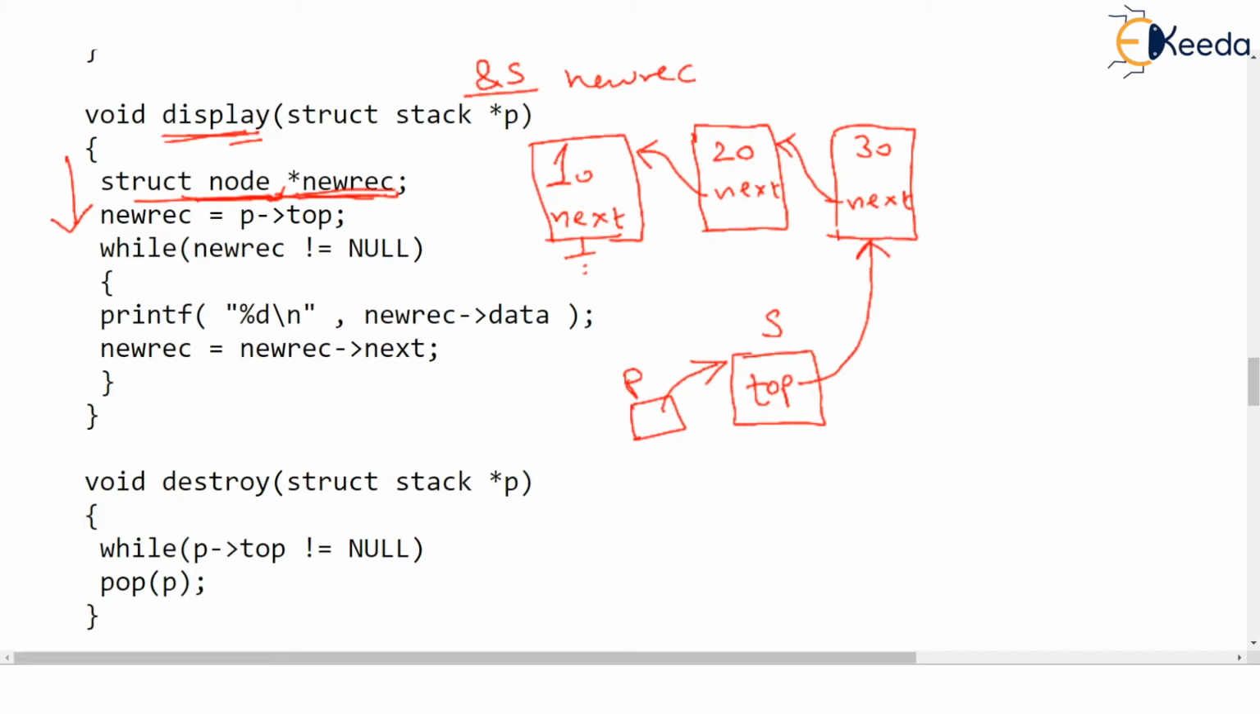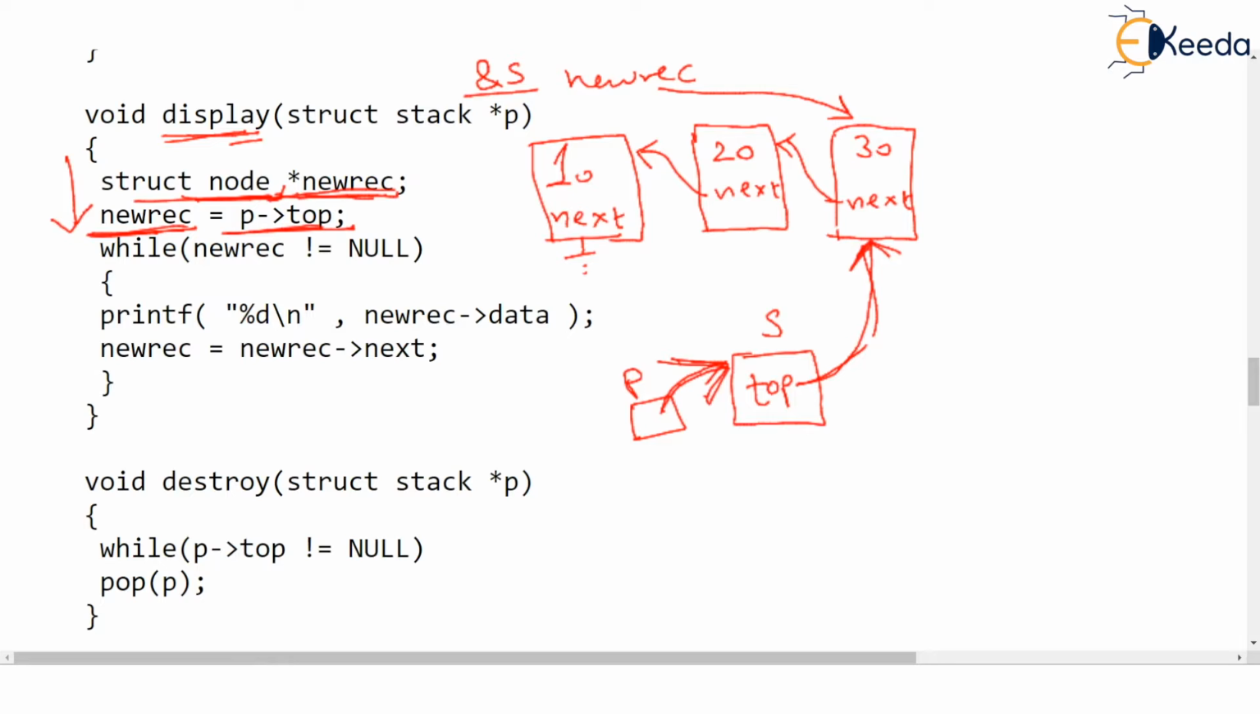The second line is newrec must point wherever p arrow top points. So you can see that P arrow top, check the pointer here, is actually pointing to 30. So newrec will point to 30. Our plan was that we will display 30 first. So we have brought the pointer newrec to the node 30, and then we will move this newrec pointer to 20, and then we will move the newrec pointer to 10. Hence, newrec has begun from the topmost node.